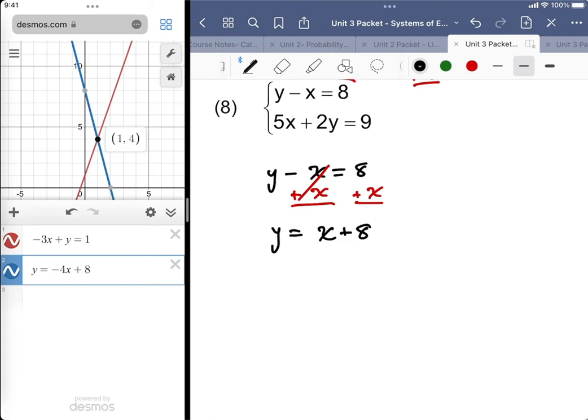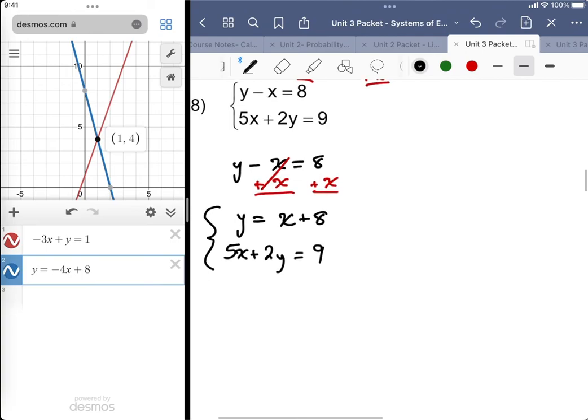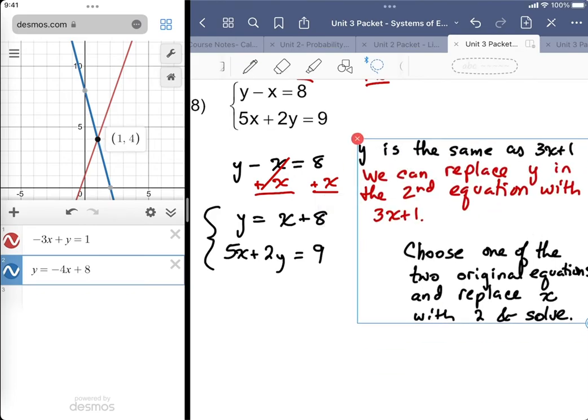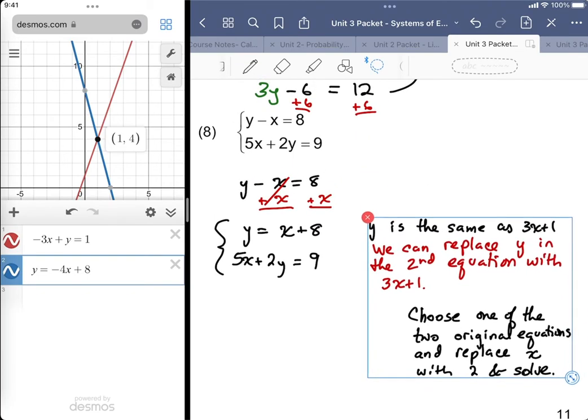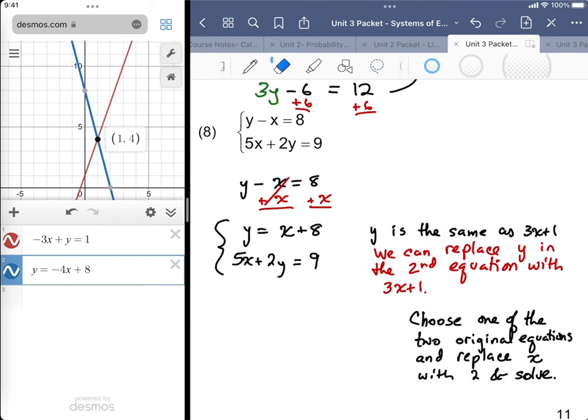All right, I'm going to rewrite the 5x plus 2y is equal to 9. And now I'm essentially going to think of this as a brand new problem. I'm going to think of this as the question that was being asked. So with that in mind, I can do a lot of the same stuff we were doing before.